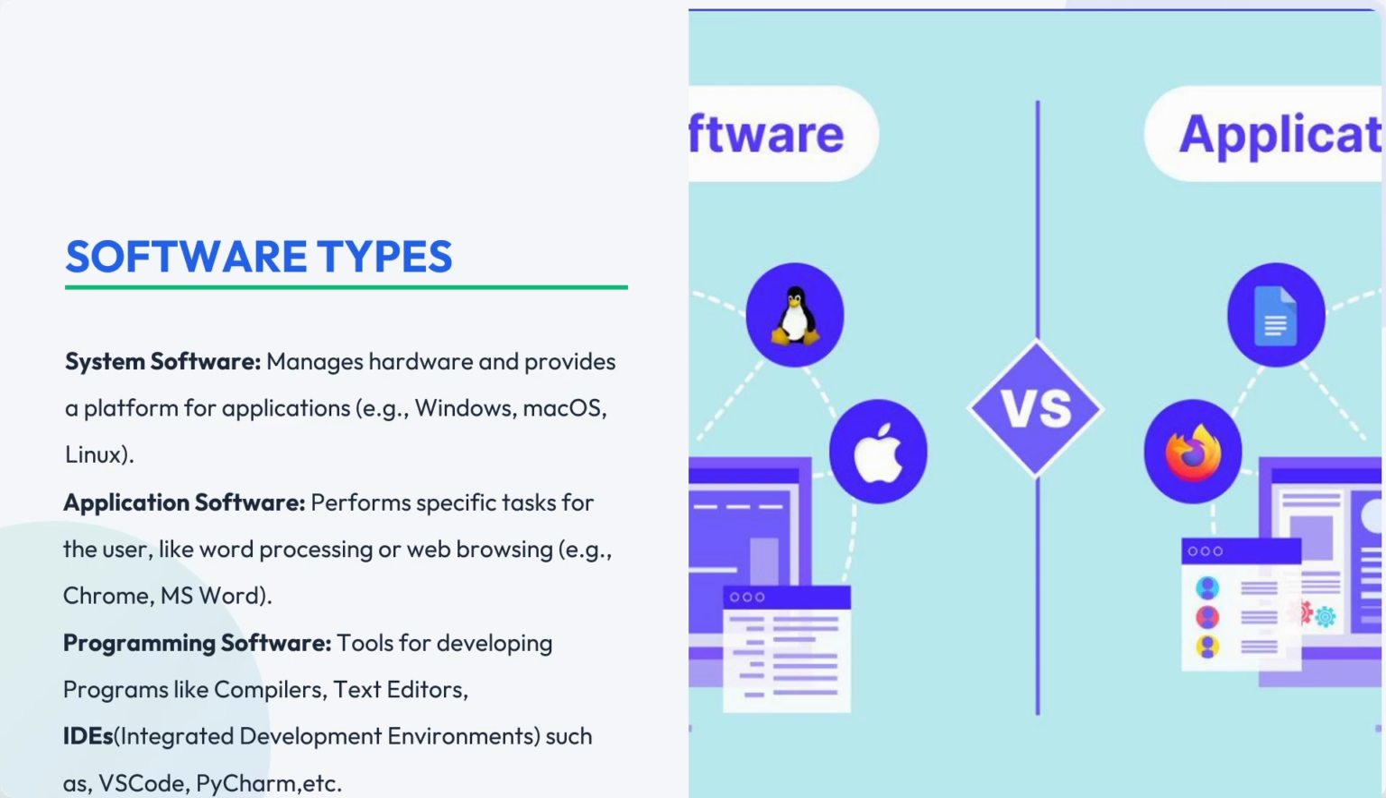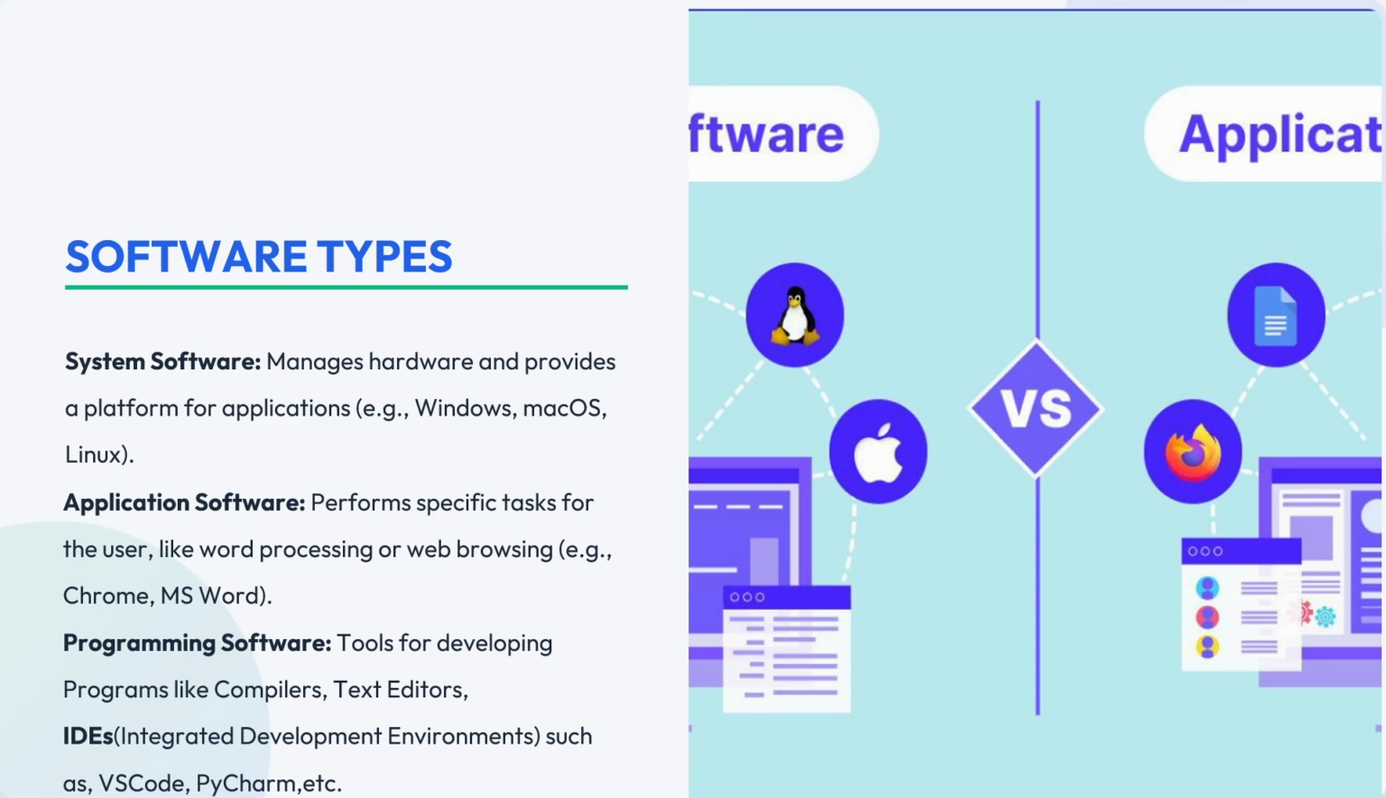Application software is software where each one performs specific tasks, like Notepad. Notepad is used for writing text or storing data, while Chrome is used for web searching. Microsoft PowerPoint is used for making presentations, etc.